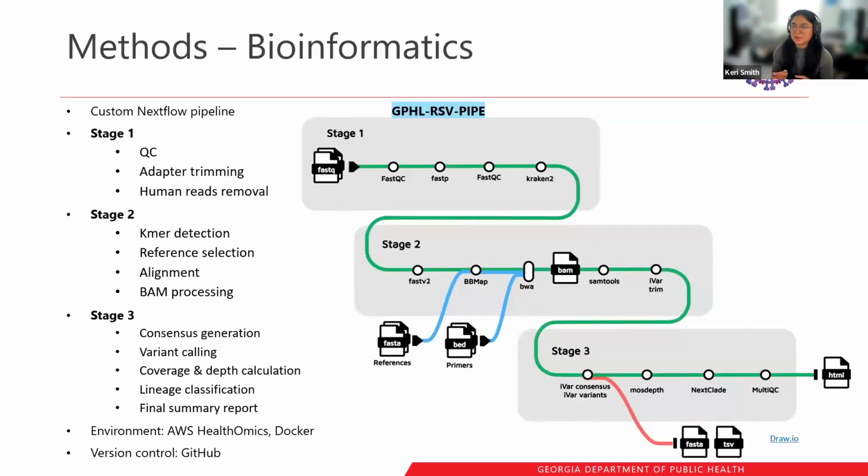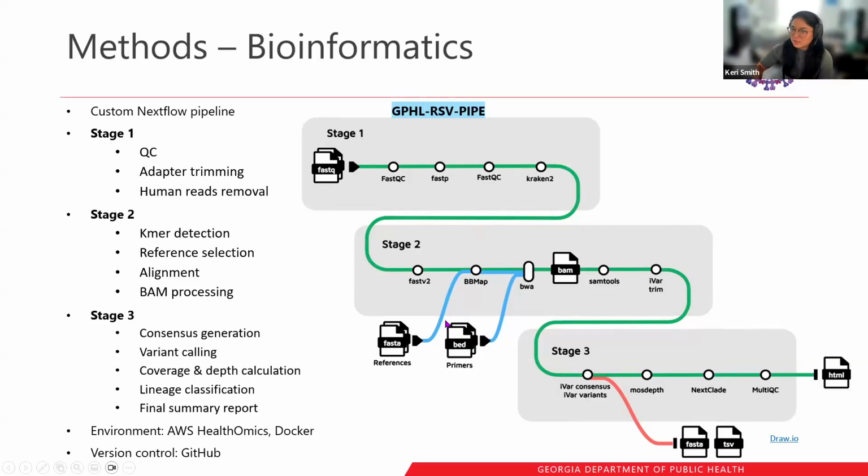For the bioinformatics methods, we developed a custom Nextflow pipeline, and it's reference-based. What I mean by that is that we take a reference genome for RSV-A and RSV-B, and we align those raw reads to them and generate a consensus from that. And I'm super proud of this image right here. It took way longer than I expected, but it does give a nice layout of how the pipeline works.